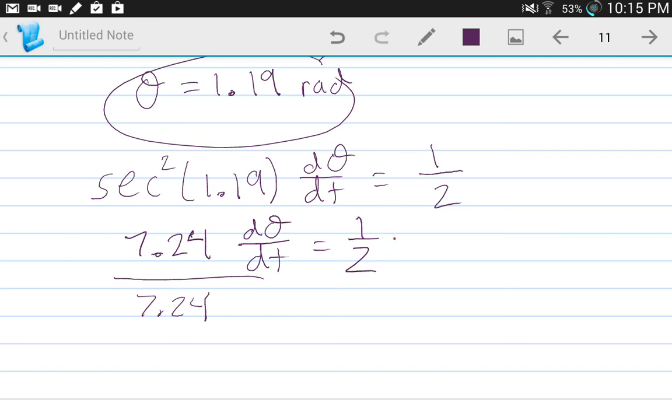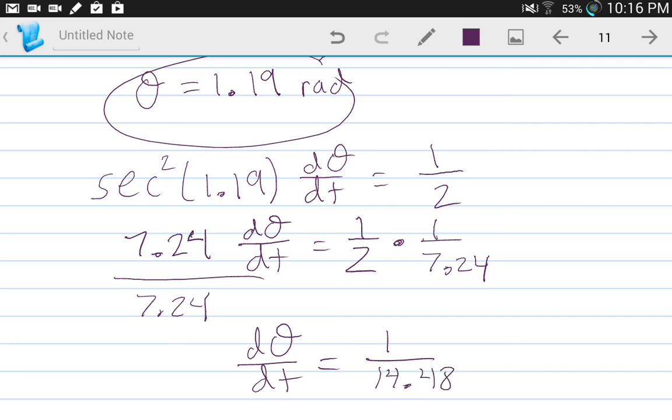And 1/2 divided by 7.24 is like 1 over 7.24. So we should get d theta over dt equals 1 over 14.48.